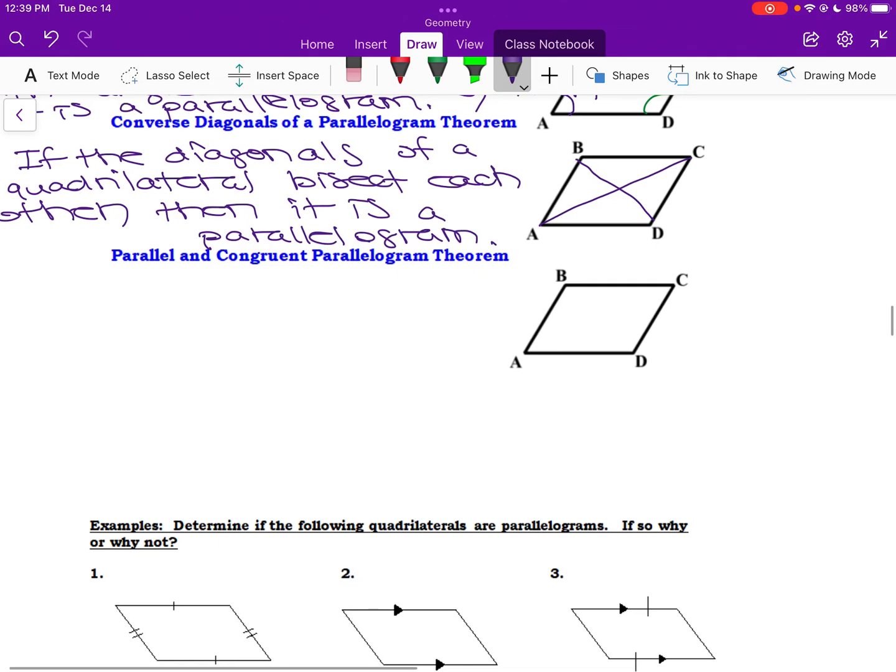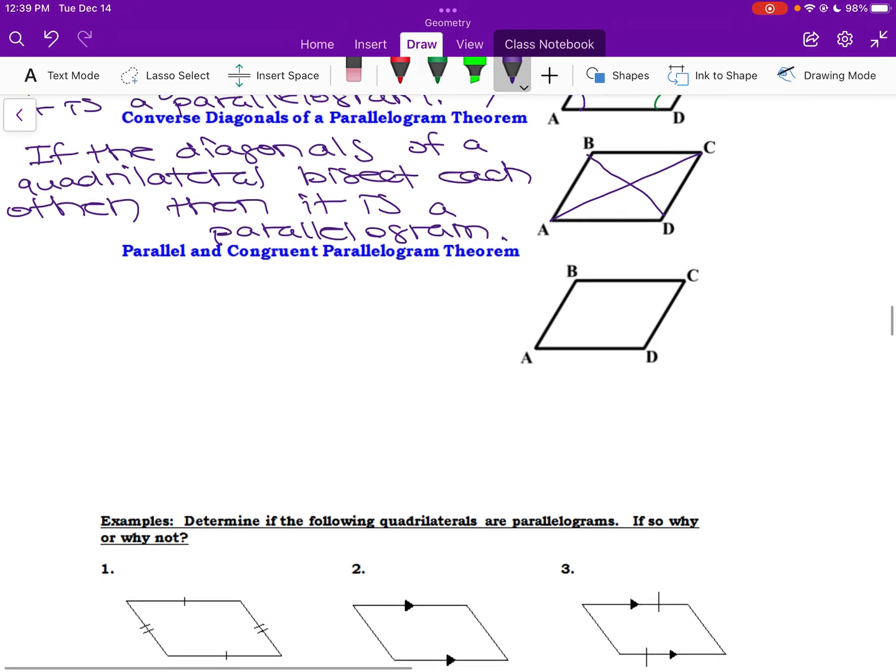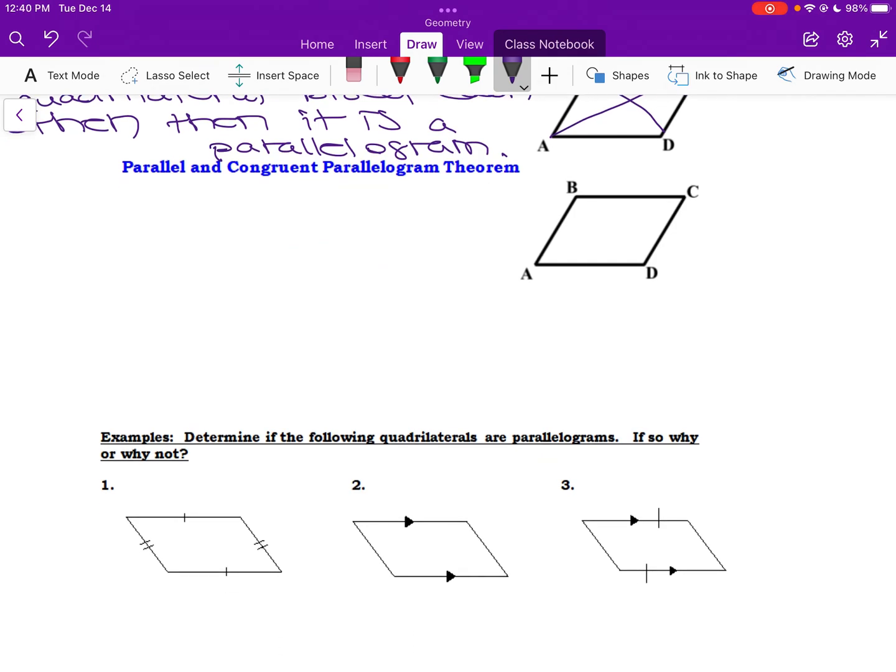That takes us to our last one, which is the parallel and congruent parallelogram theorem. That sounds pretty pretentious to me. If one pair of opposite sides are congruent and parallel, then it's a parallelogram. Before, we said we needed both pairs to be congruent. But if we only know that one pair is congruent, and we also know they're parallel, then we know it's a parallelogram. For example, if we only knew that BC and AD are congruent, but we also had the extra criteria that they are parallel, then we can conclude that it is a parallelogram.